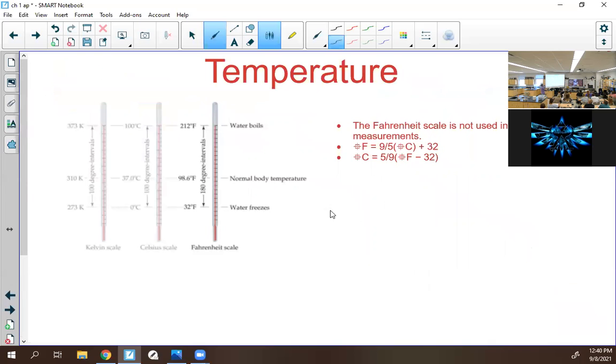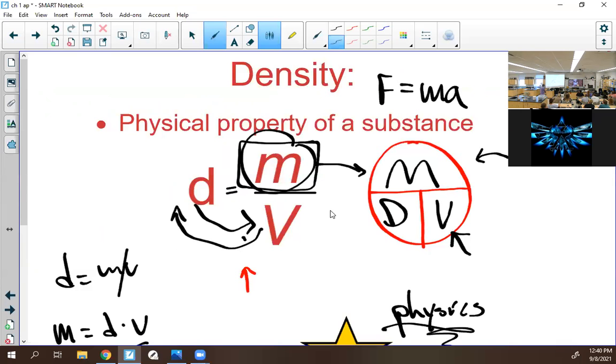All right, the Fahrenheit scale is a waste of time and not used. It's Fahrenheit equals 9/5 Celsius plus 32. Who cares?